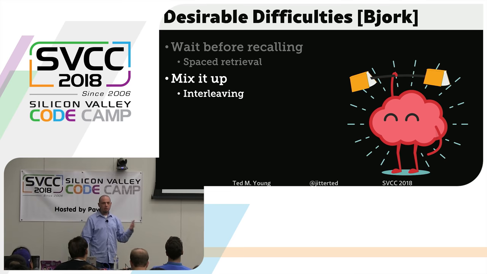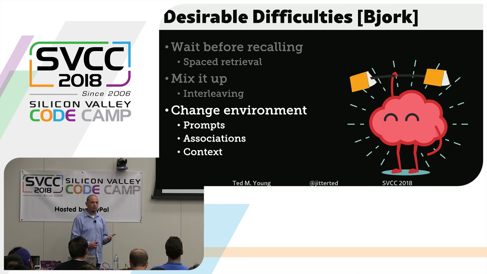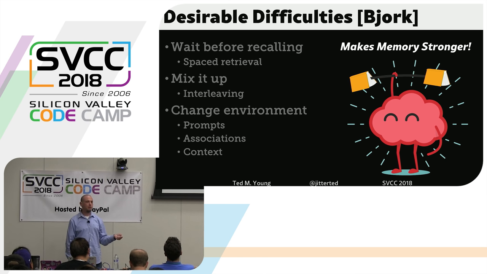A process called interleaving, mixing it up with other information, that also is a desirable difficulty. So it makes it a bit harder, but it's a good kind of hard. And the last one is changing your environment. Right? So if you always study at the same table and you know it backwards and forwards, you then go to a different environment and you realize you don't know it as well. Because the more you are exposed to it in different environments, the more you can generalize. So making memory stronger through these desirable difficulty techniques is one way to help you learn.